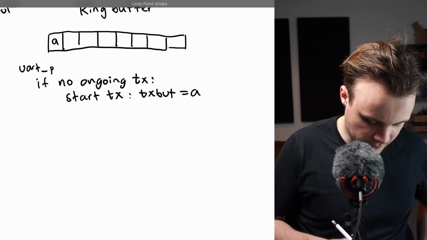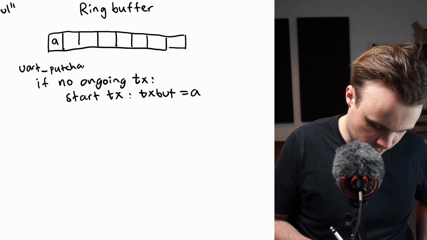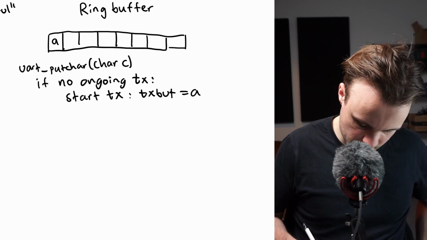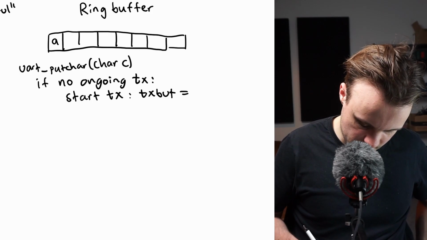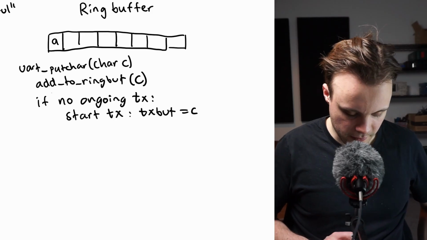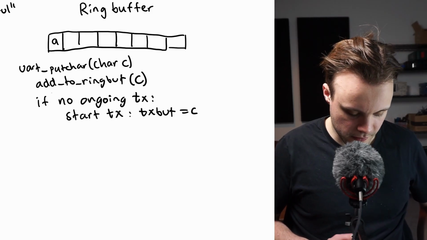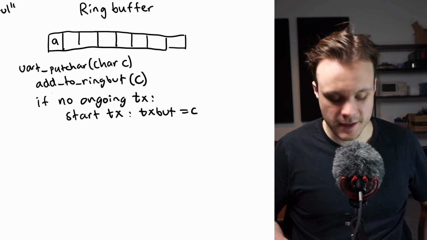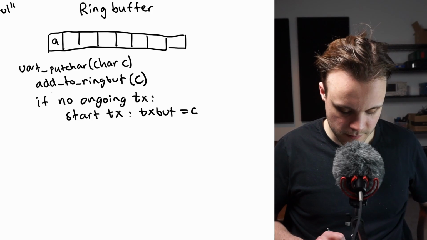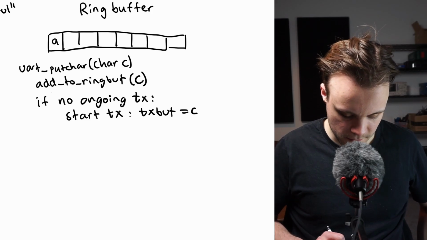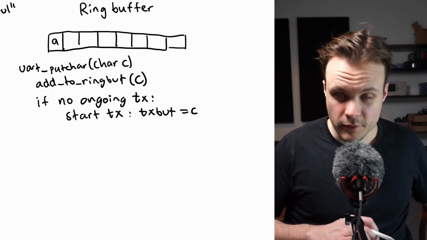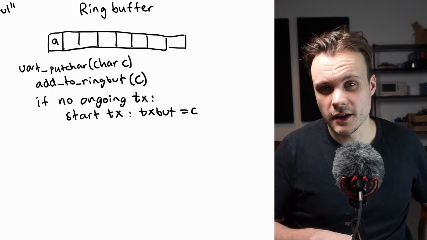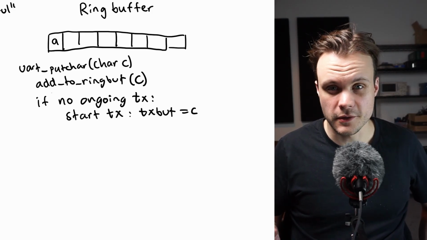So let's say I still have a function called putchar, and it takes character c. So instead of writing A, I can write c here instead. The first thing I do, I add the character to the ring buffer, and then I check if there is any ongoing transmission, and if there is not, I will start the transmission by adding this character to the transmit buffer. And then I can return from this function, and the CPU can go on and continue doing whatever it's supposed to be doing.